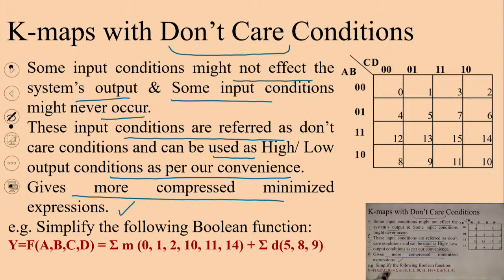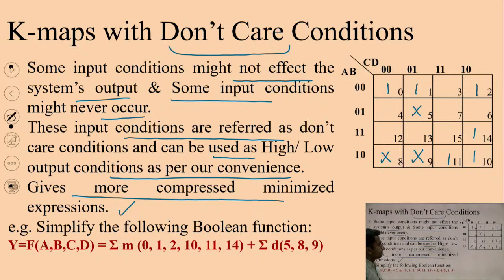We can check that by simply solving one of the questions: 0, 1, 2, 10, 11 and 14. Then 5, 8, 9 are the don't care terms. 5 is there, 8 is there and 9 is there. So these are the don't care terms.